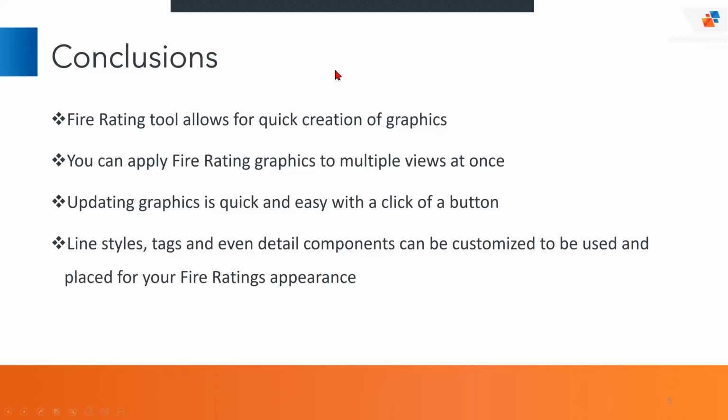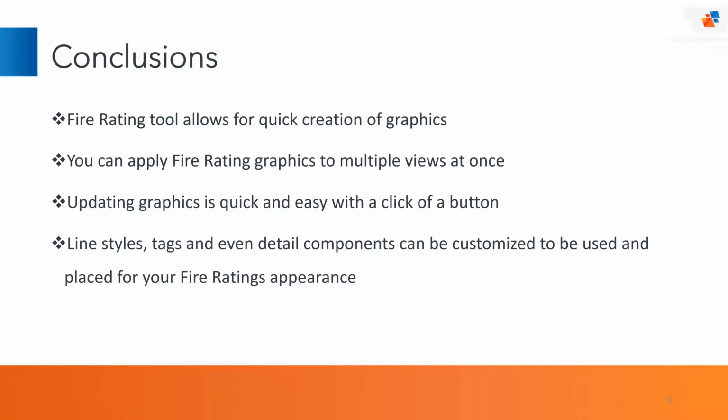So with that, in conclusion, the fire rating tool allows for quick creation of graphics within your projects of your life and safety plan views, running the fire rating tool and parameter that is embedded inside of the wall category. Or again, you could also use a custom parameter as needed if that's something you would like to use. You could apply fire rating graphics to multiple views at once, so it's not an individual view by view process. As you saw, I was able to batch the process to multiple views inside of the project.